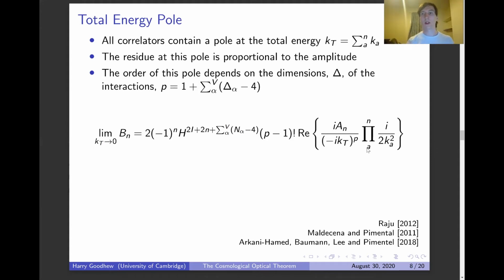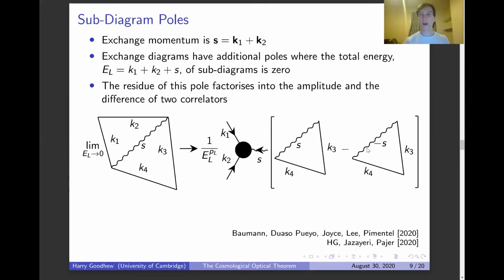So in addition to these total energy poles, it was recently shown by Baumann et al., and independently confirmed by us, that when you take the energy of any subdiagram to 0, you also find poles at which you can recover the amplitude. So again, we show this schematically here. And we see that it factorizes not just into the amplitude, but now we also get this additional term that is the difference of two correlators. The minus sign on the momentum on the line on the right-hand side indicates that the opposite sign of the energy enters into the expression.